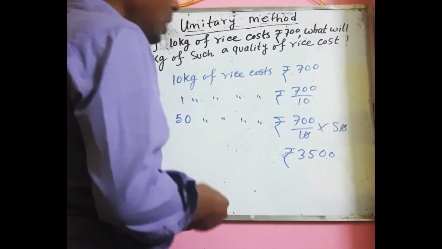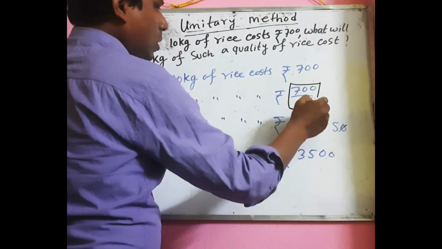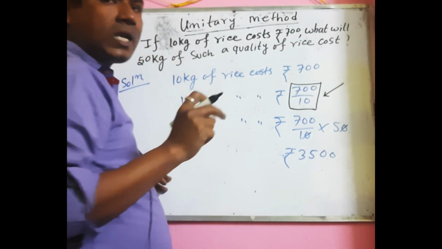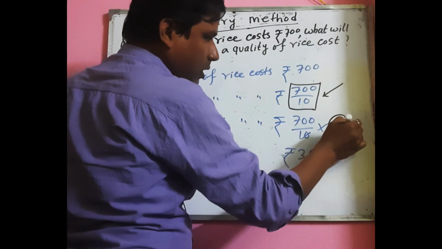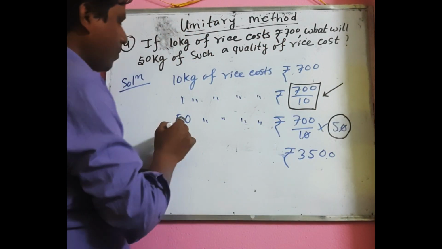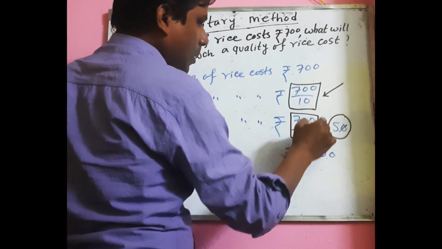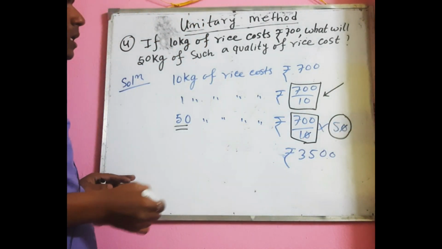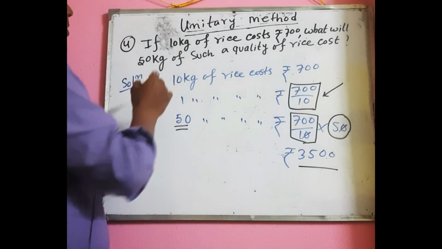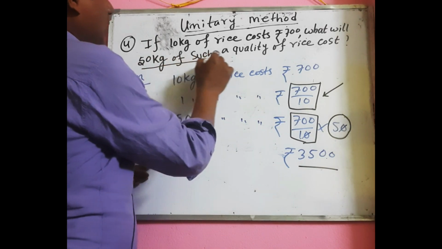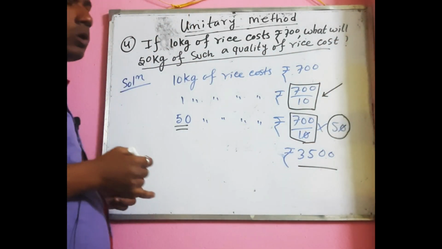Here this is the unit for 1 kg of rice cost. Now multiply with the desired or targeted number. This is 50 with the unit. We get the result, 3500, where the cost of 50 kg of such quality of rice is 3500.